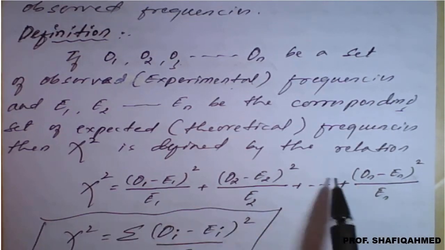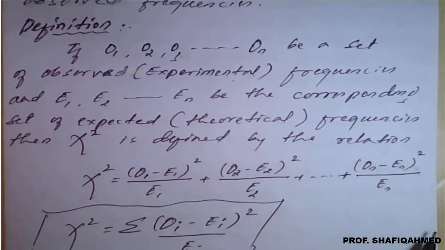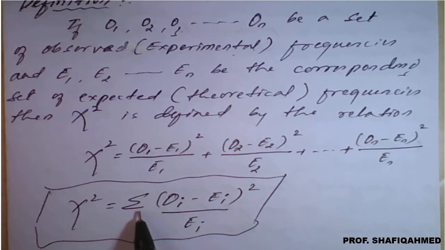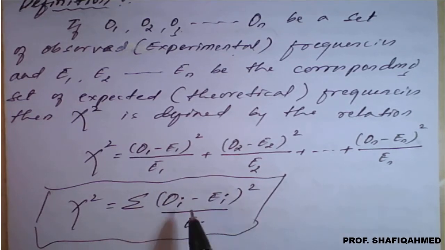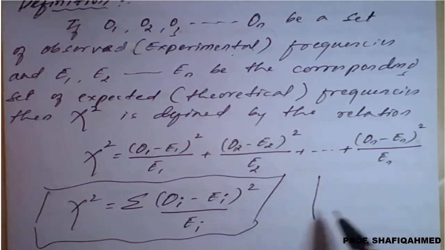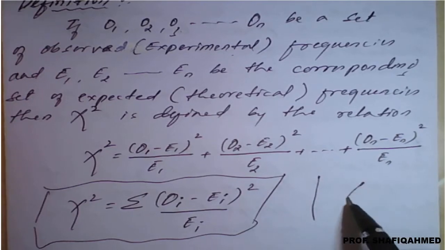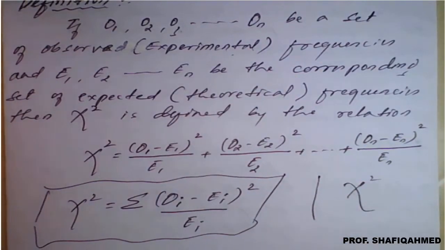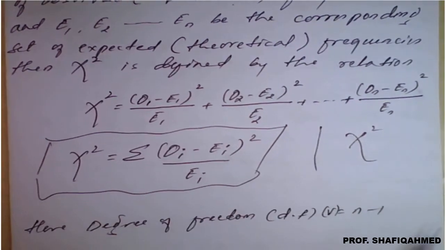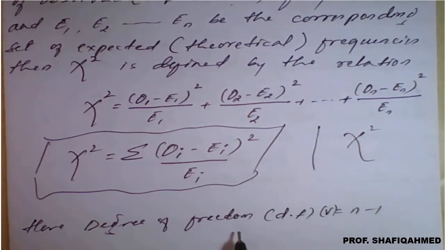Or, in summation notation, we can write this as chi-square is equal to the summation of (Oi minus Ei) whole square divided by Ei. Here the degree of freedom is given by n minus 1.